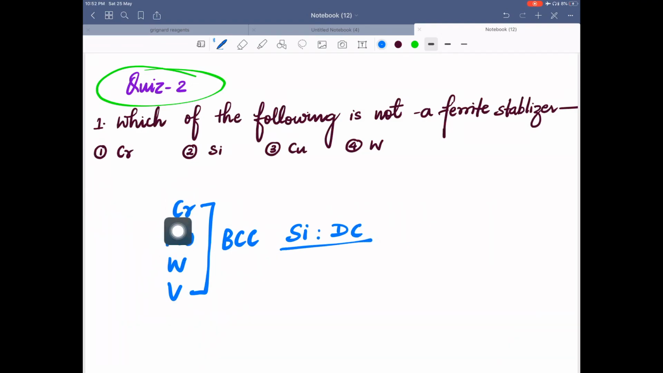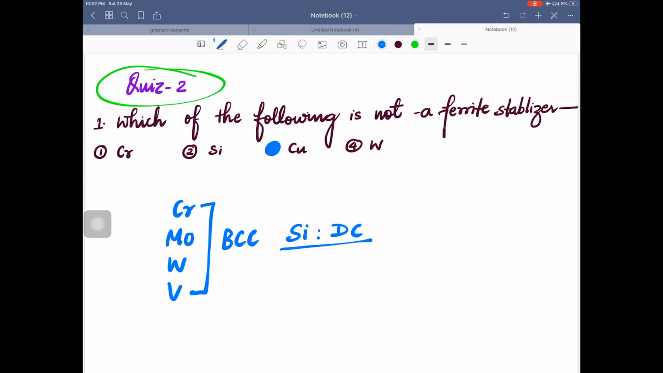So these are the elements like chromium, molybdenum, tungsten, vanadium, and silicon that stabilize the ferrite. So these are known as ferrite stabilizers. If you see carefully, chromium is there, silicon is also there, copper is not present there. Tungsten is also there, having the highest melting point, and the metal having very high metallic bond strength. So the answer will be simply copper. So this is going to be our correct answer for the first one.